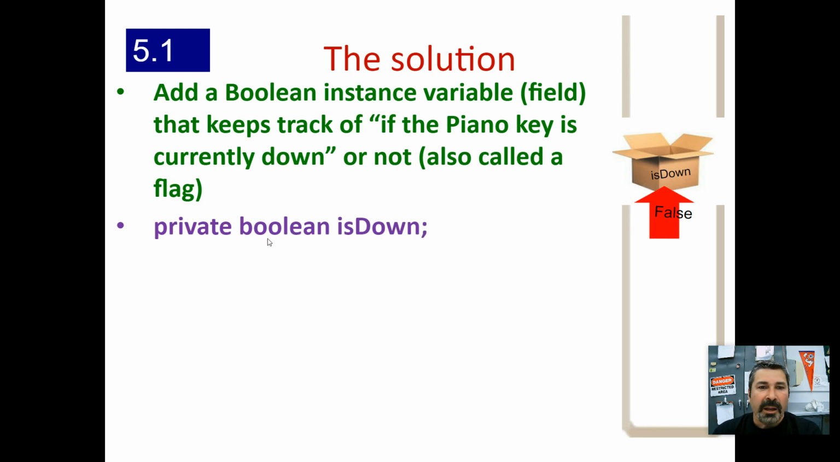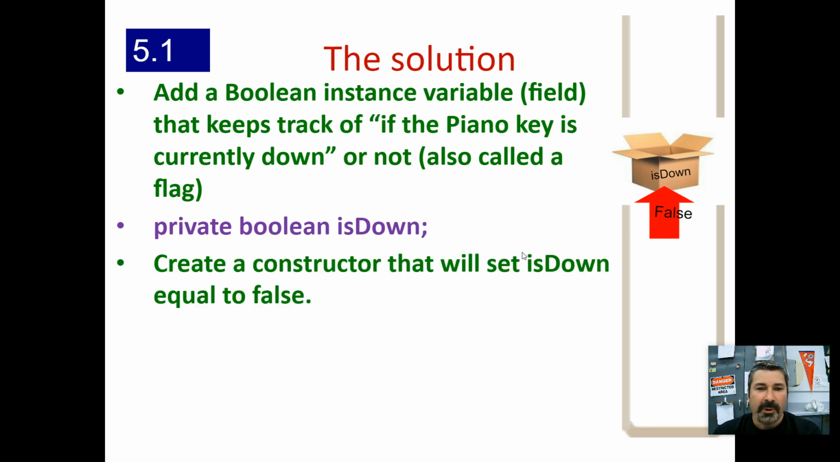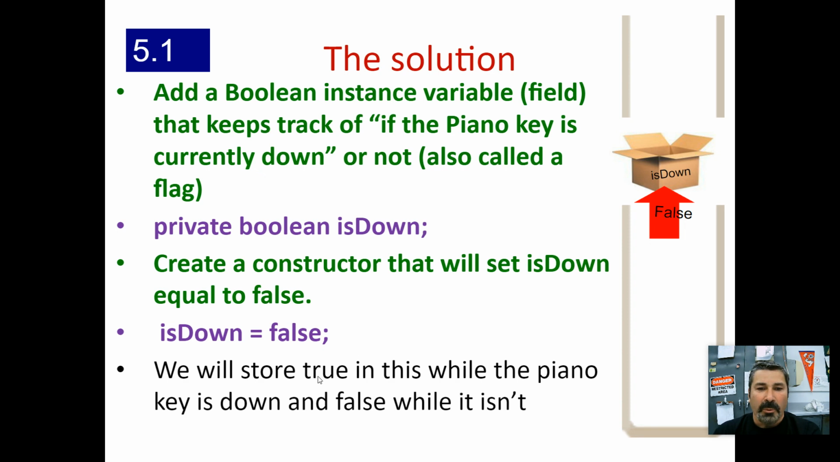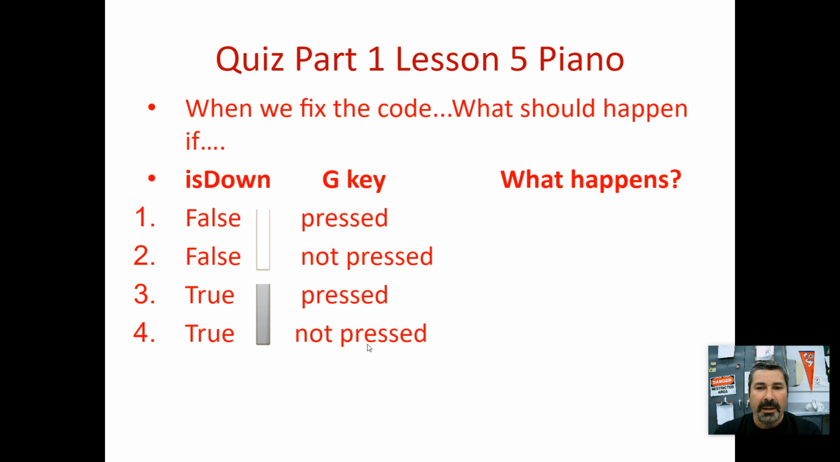We're not going to write this code yet, but eventually we will. Private Boolean is down. That's how we keep track of if the key is down or not. And then in the constructor, you're going to initialize it. So we're going to declare our instance variable, private Boolean is down. Then we're going to initialize it in the constructor, is down equals false. And then we will store true in this instance variable while the piano key is down and false while it isn't. So that's part of the solution. We're going to write this new code later, though, so don't do it yet.